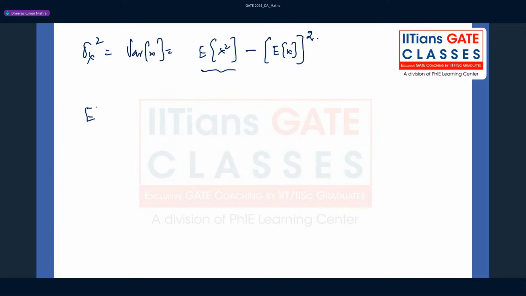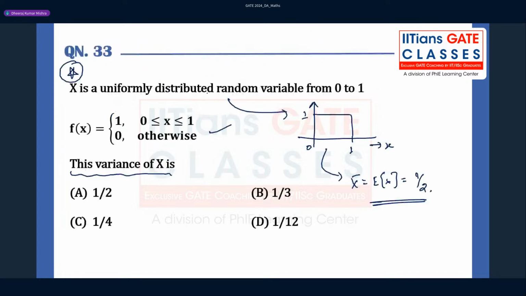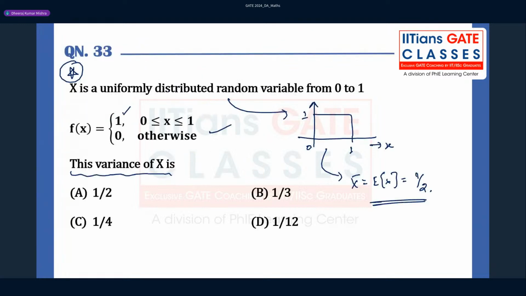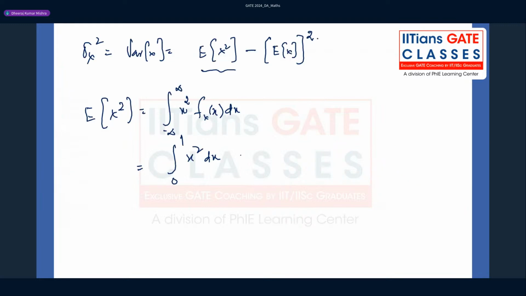So you know from the definition, expectation of x square is the integral from minus infinity to infinity of x square times the density function. Since your density function's support is given from 0 to 1, this is going to be the integral from 0 to 1 of x square dx, right? Because f of x is also 1, a constant here. So you can just integrate this: x cube by 3, from 0 to 1, which is nothing but 1 by 3.